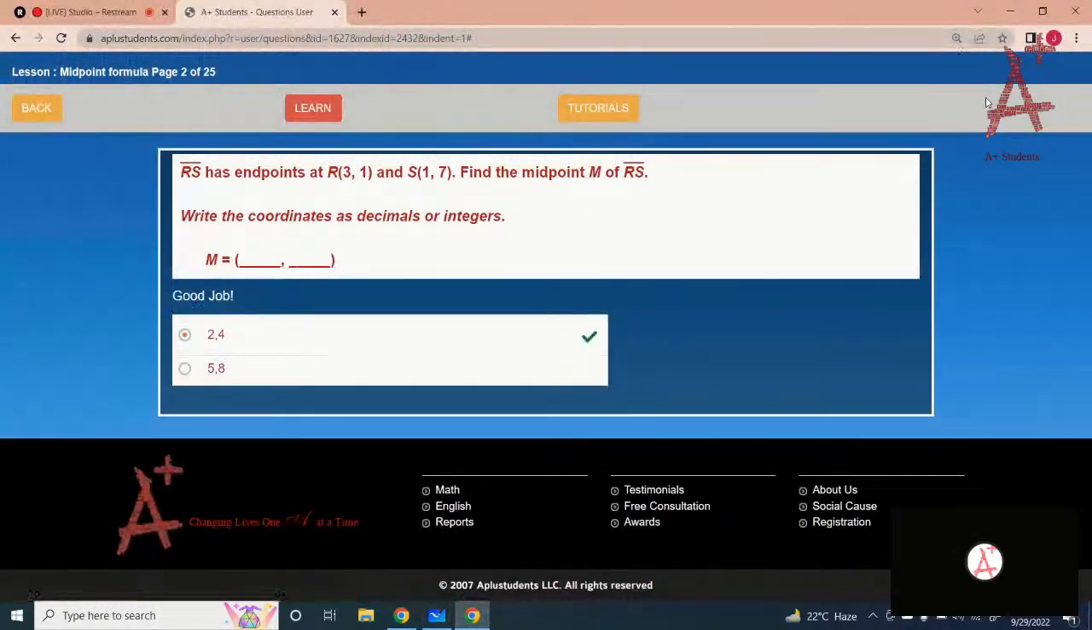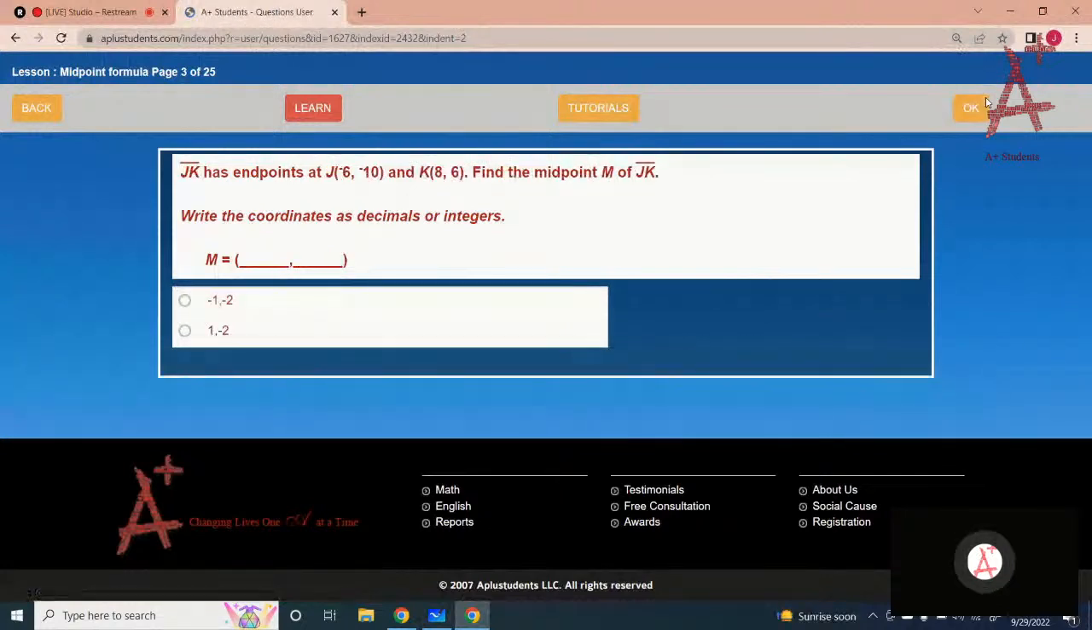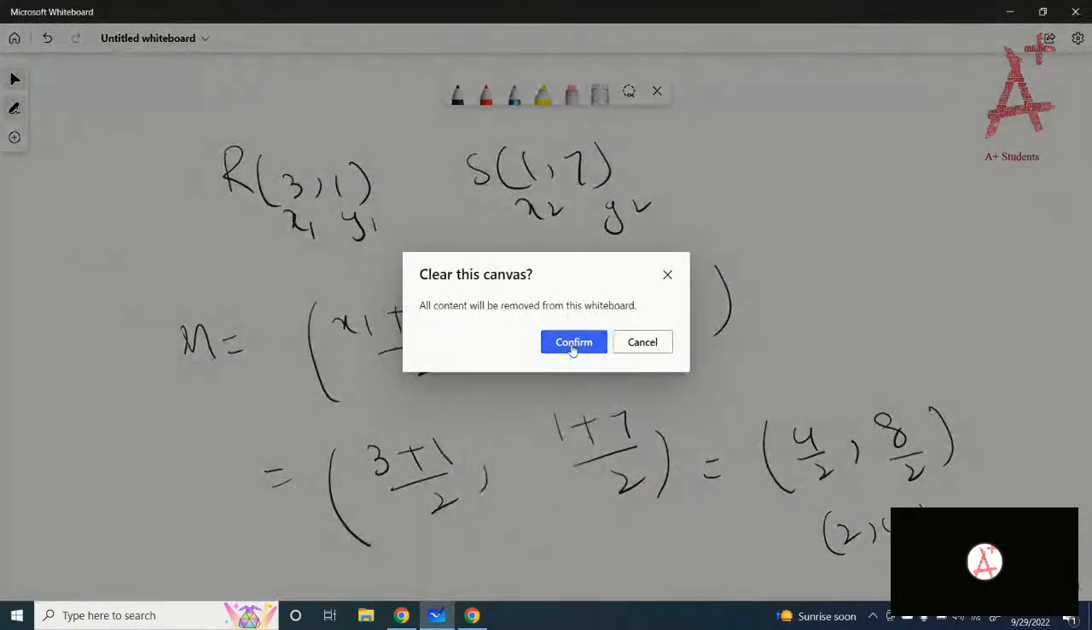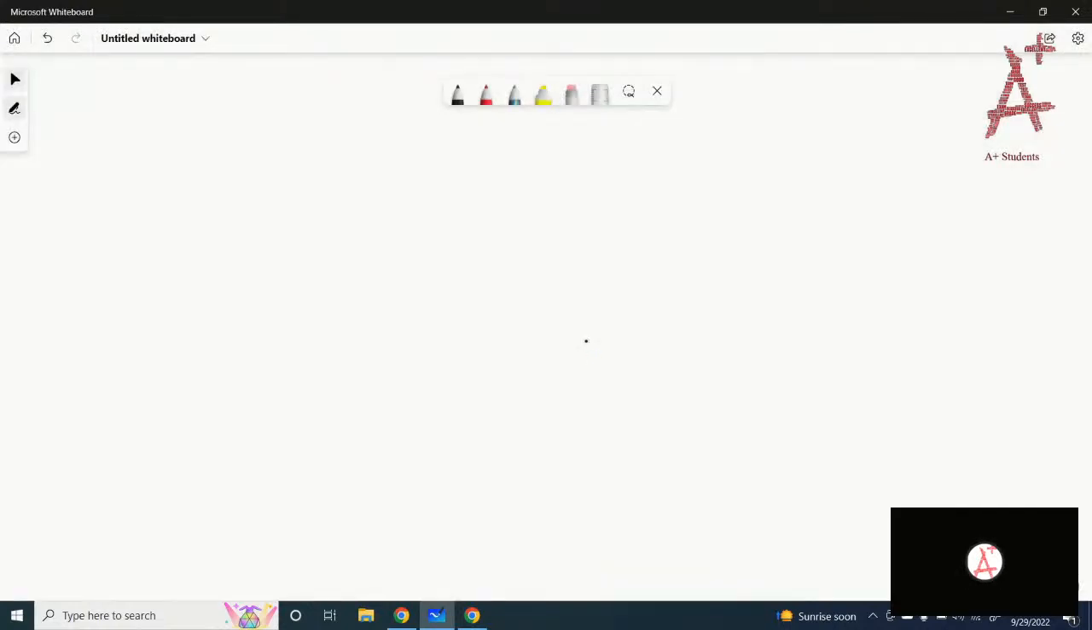Okay, the next one is: find the midpoint. JK has points J at negative 6 and negative 10, and K has 8 and 6. Find the midpoint M of JK. So the coordinates of J are negative 6 and negative 10, and the coordinates of K are 8 and 6. So you have to find the midpoint.